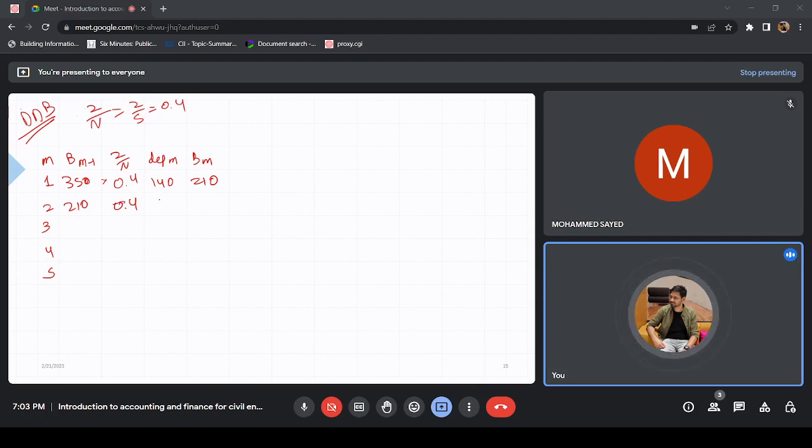Are you following me till here? Yeah. So this would be 84. This value becomes 126. 126, again the rate is same. So 126 into 0.4, it's 50.4, and this becomes 76.